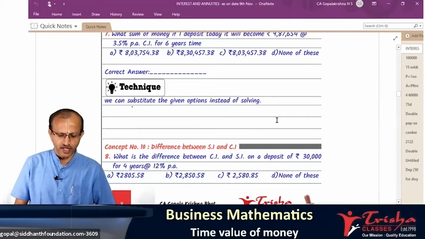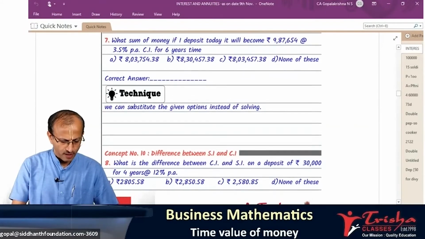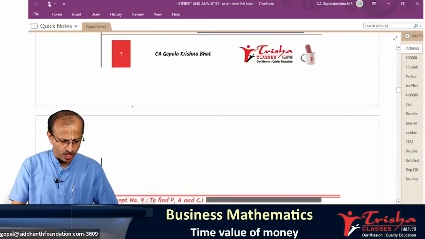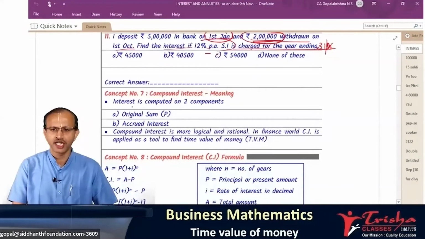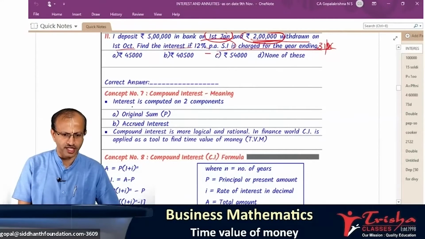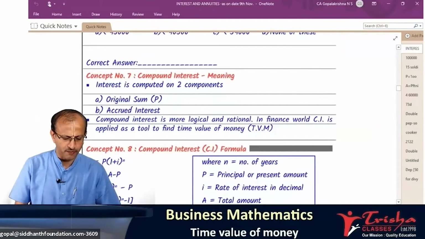Hope you have understood all the components. I request you to make quick running notes of whatever I told you so far. Right, students, we were discussing the compound interest part. So all of you put the heading: Part 2, Time Value of Money Part 2, Compound Interest. The first one we discussed: interest is computed on two.